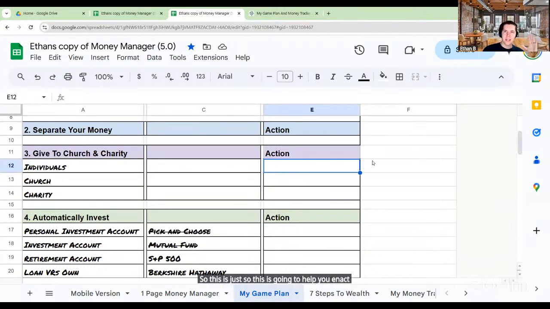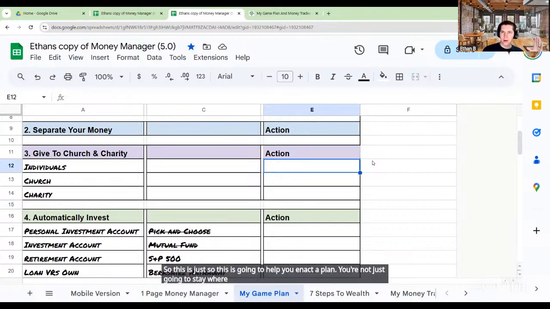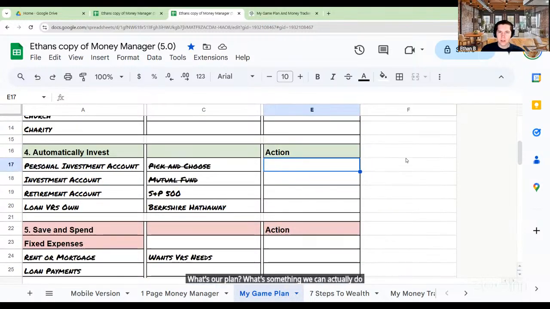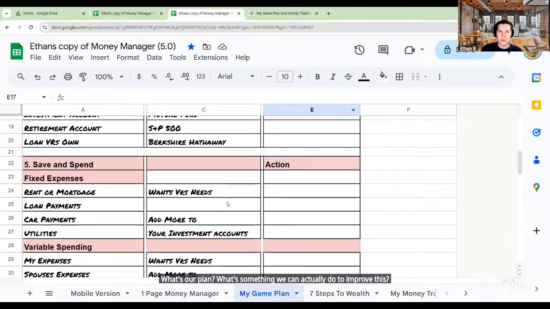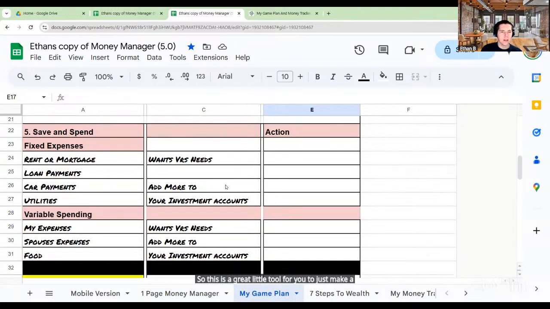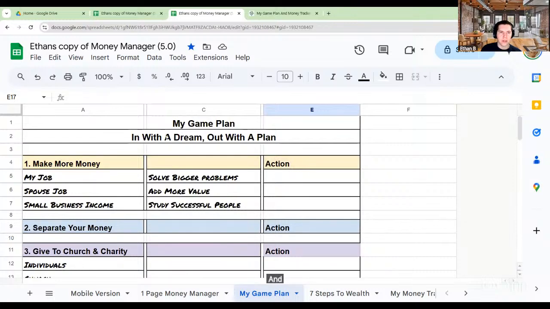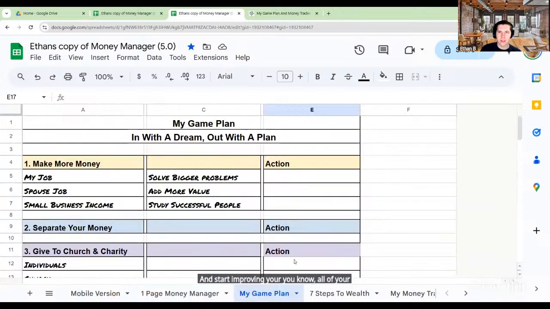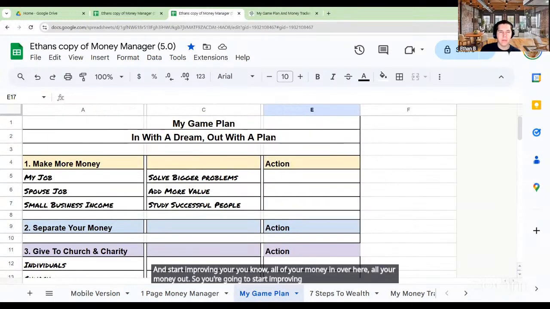You're not just going to stay where you're at. Each month you're going to want to make a new goal. Probably with your spouse, you're going to sit down and say, what are we going to do here? What's our plan? What's something we can actually do to improve this? So this is a great little tool for you to just make a plan, set some goals, and start improving all of your money in over here, all your money out. So you're going to start improving that, and you're going to feel a lot better when you actually have a plan moving forward.